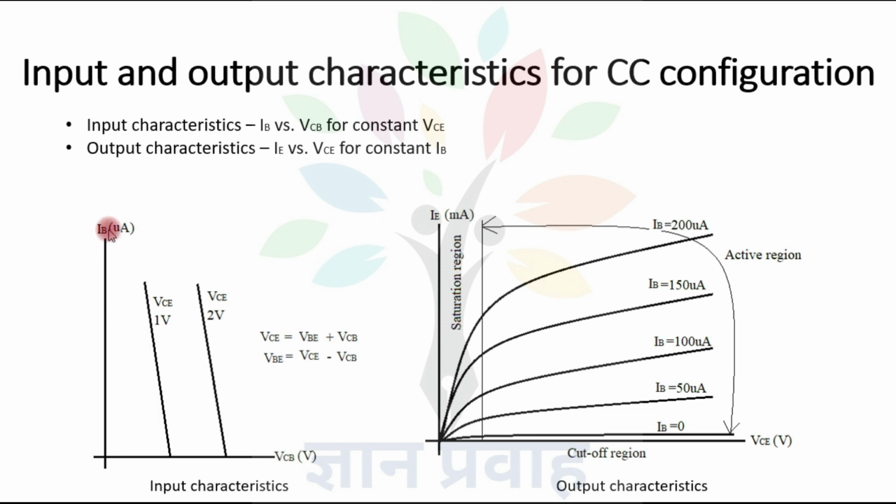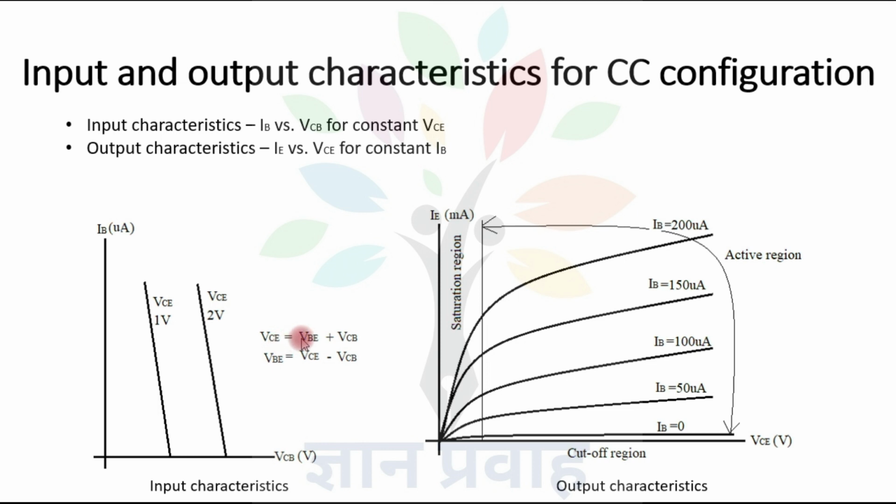The y-axis shows input current IB, and the x-axis shows input voltage VCB, for constant output voltage VCE. Here we are taking two values of VCE, 1 volt and 2 volt. We are using the KVL equation for calculation of this input characteristic.